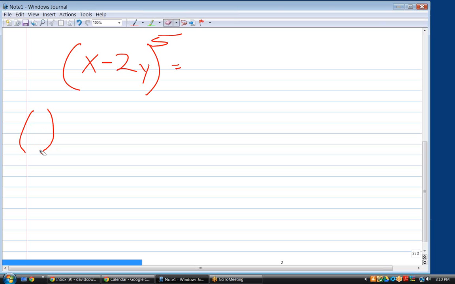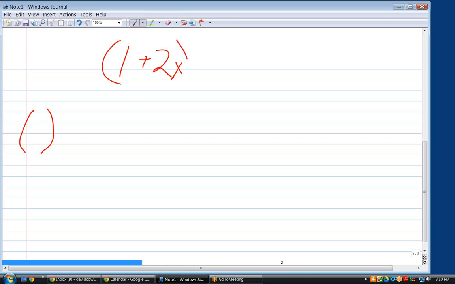Great. So I actually read the wrong problem, so that's why I was getting confused. Let's see. It's 1 plus 2x, to the 11th. Okay. And what do they want? They want every term, or do they want the... They want the first 3 terms and the last 2 terms.